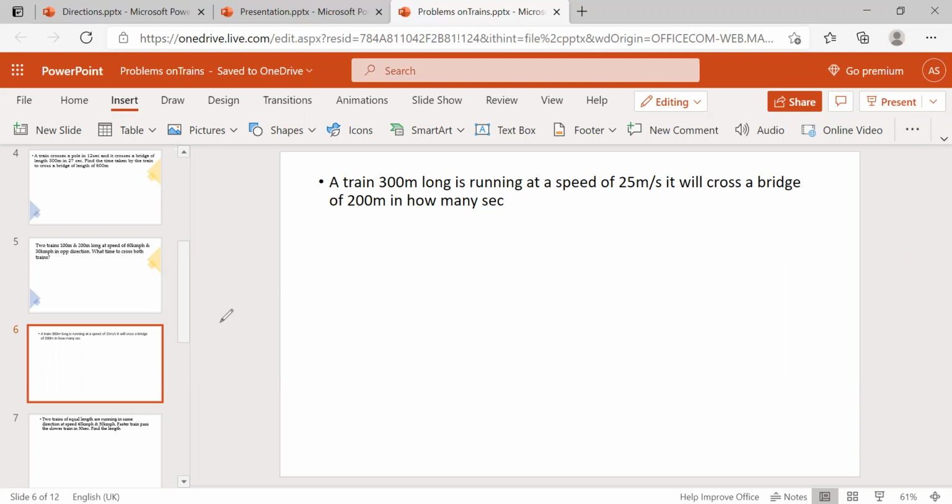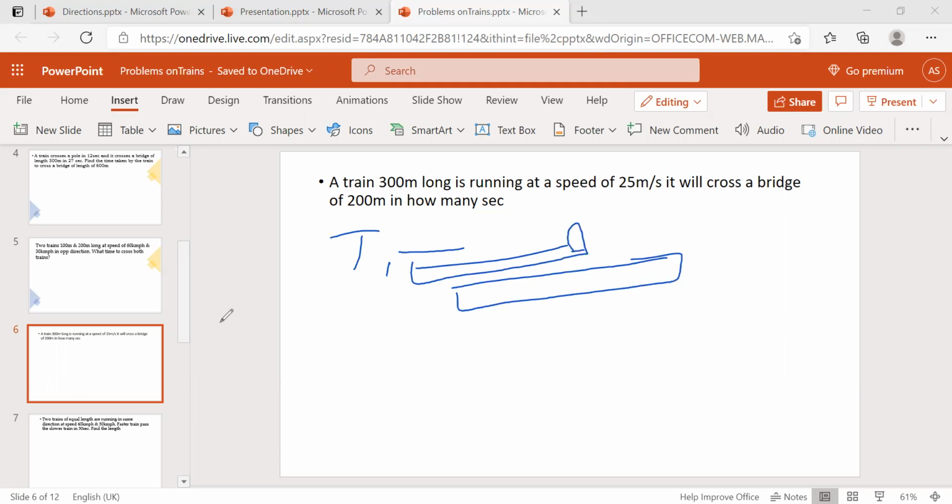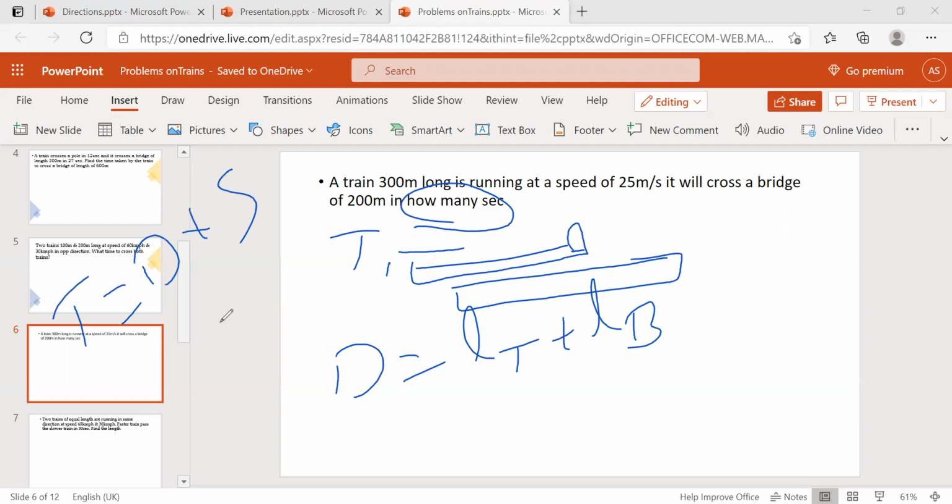Now, see what I said in the points. Whenever a train crosses a bridge, the distance equals the length of the train plus the length of the bridge. What are they asking? Time, right? What's the time formula? Time equals distance divided by speed. The same formula we use in time and distance also. It is also a subtopic of time and distance.